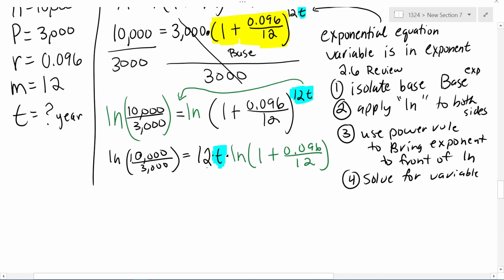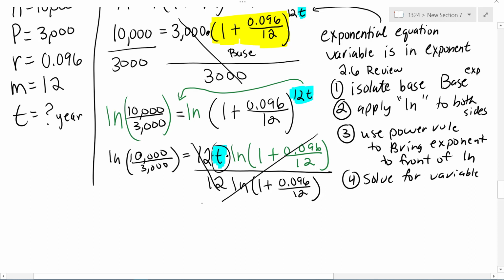Okay, if I want to get t by itself, right now I have 12 times t, so I can get rid of the 12 by dividing by 12, so the 12s will cancel. And I also want to get rid of all of this in the natural log, so I'm also going to divide by the natural log of all of that. So this and this cancel, and I'm left with just t by itself on the right hand side.